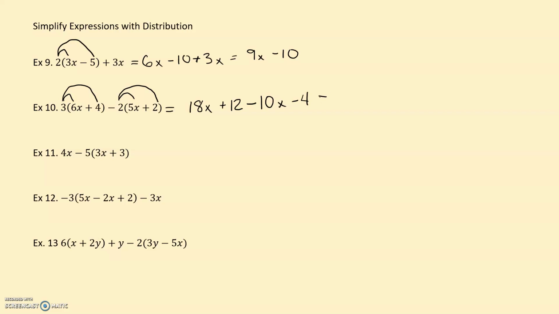Now we can combine like terms. 18x minus 10x is 8x. And then 12 minus 4 is 8.